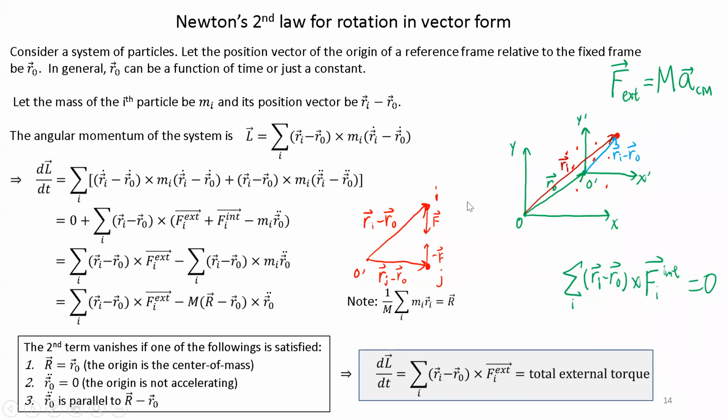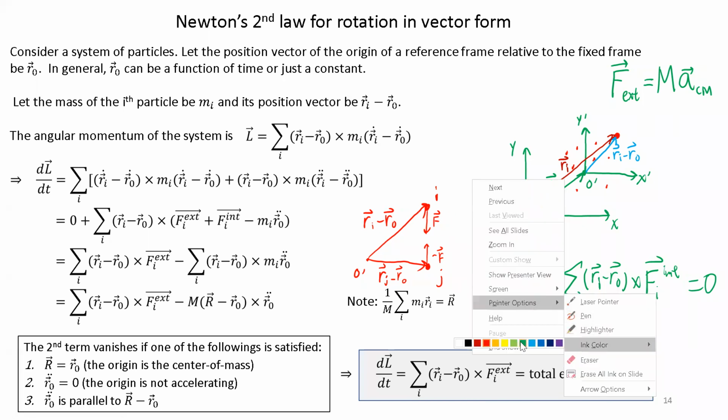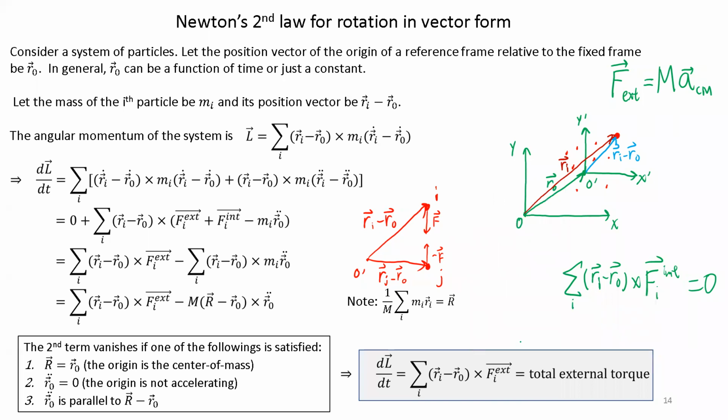So why is that? Because this position vector cross this F, you know that the magnitude is the following, right? It would be taking this distance times this F, right? So the perpendicular distance.